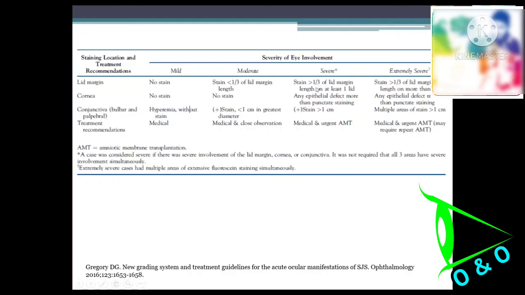So this is a table that helps us determine when to do amniotic membrane transplantation. Anyone with severe or very severe disease, which is defined as staining of at least a third of a lid margin on at least one lid, any corneal epithelial defect more than punctate staining, or staining of the conjunctiva of greater than 1 centimeter. If there's any one of these, you want to do urgent amniotic membrane transplantation.